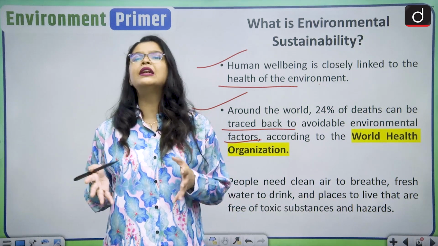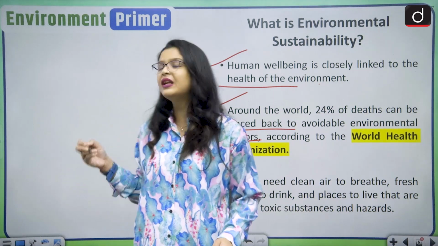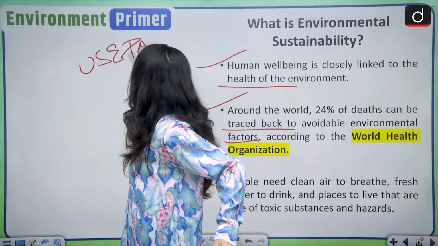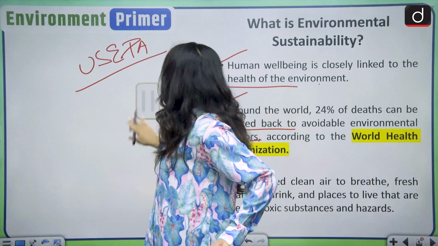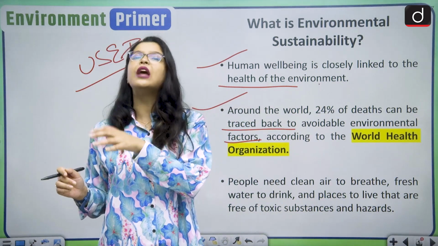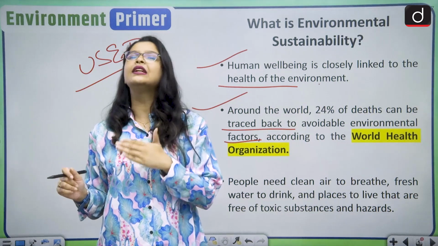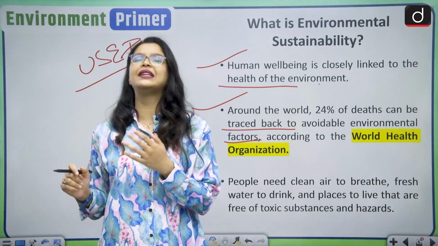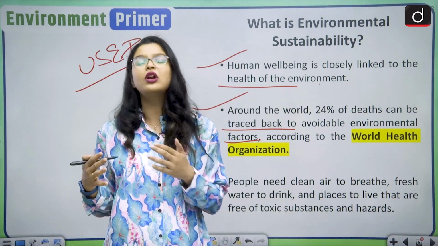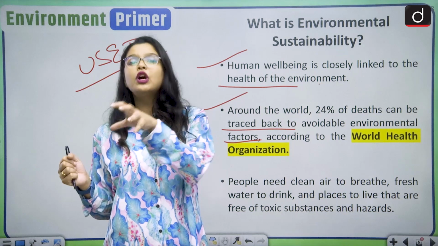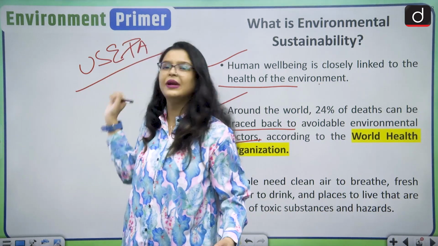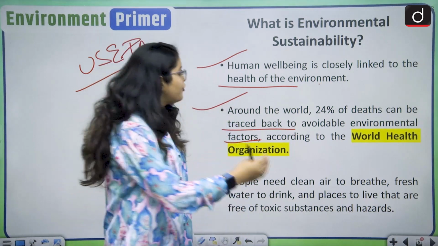So sustainable development, as defined by the US Environmental Protection Agency, means meeting today's needs without compromising the ability of future generations to meet their needs. So this is the definition of sustainability, or environmental sustainability, that has been given by the US Environmental Protection Agency.